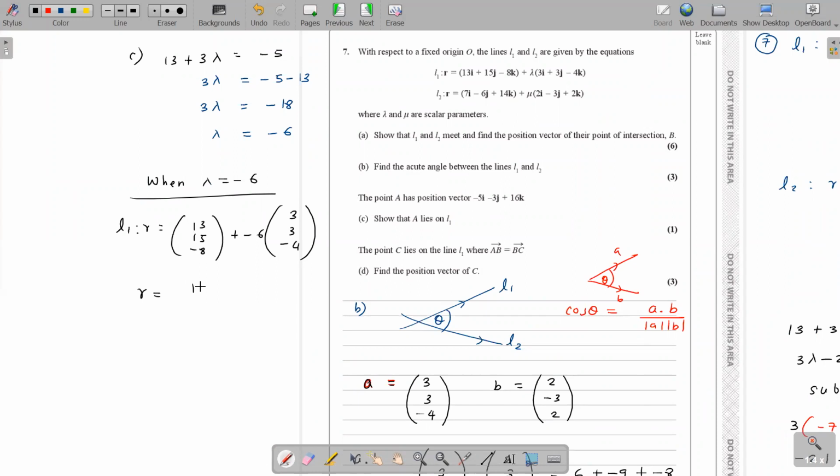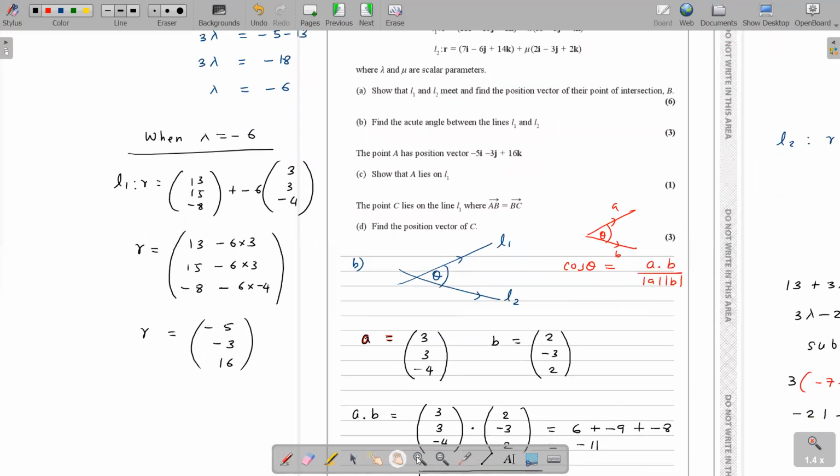So this is 13 minus 6 into 3, this is 15 minus 6 into 3, and this is minus 8 minus 6 into minus 4. When you simplify this, what do we get? We get minus 5, minus 3 and 16. Am I correct? We should get this. Do you agree with me?